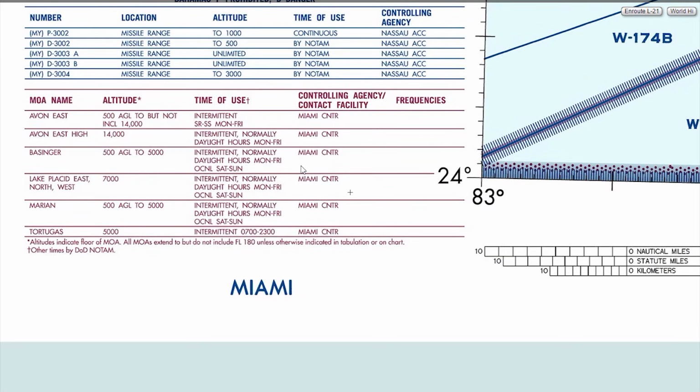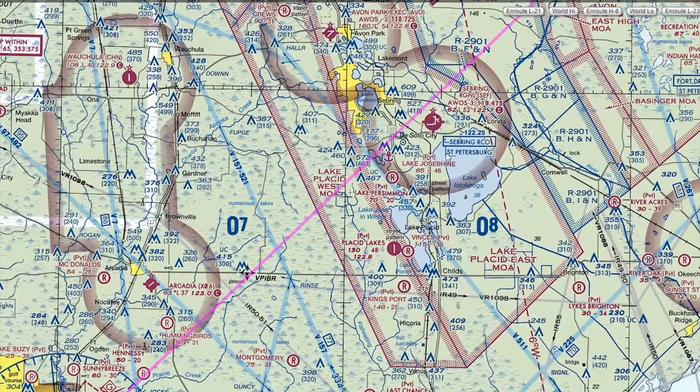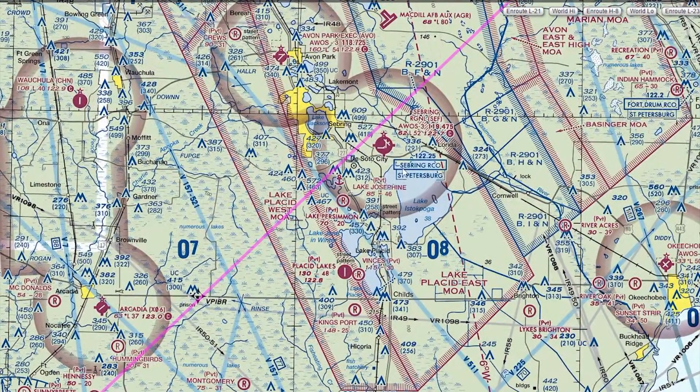So let's say we don't know how to contact Miami Center. We don't know a frequency, can't find one on the chart anywhere. Well, we would just call up Flight Service. We can find frequencies for Flight Service, and they can provide us with the frequency for Miami Center in that general area so we could get a hold of them.